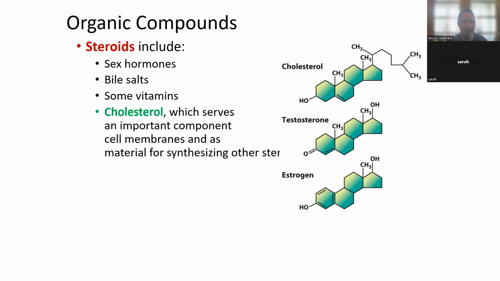You've also got steroids. So steroids we find in different forms, right? Your sex hormones, the major components of your bile, some of your vitamins. But most of those come from a base molecule of cholesterol. So cholesterol looks a little like that. And you notice your sex hormones are very similar in structure because they are derived from cholesterol.